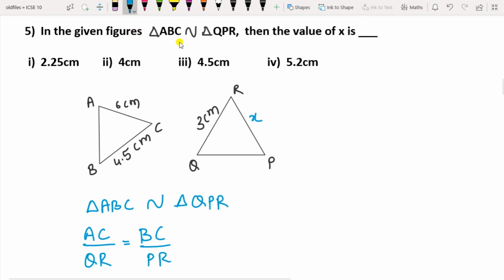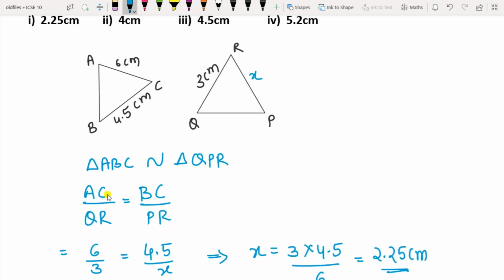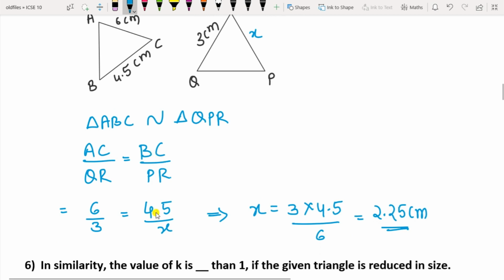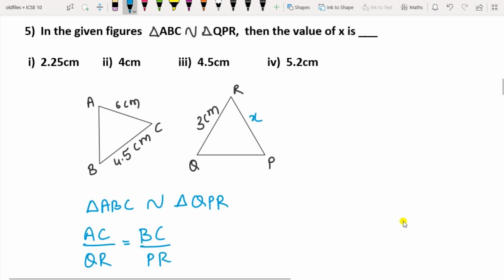In the given figures, triangle ABC is similar to triangle QPR, then the value of X is. So you have to find the side here. AC is 6, BC is 4.5 and QR is 3. You have to find PR here. Since the triangles are similar, therefore write the sides in proportion, that is AC upon QR equal to BC upon PR. You have to write the required ones. So this is the proportionality. Now AC is 6 upon 3 and BC is 4.5 and PR is X. So X is equal to 2.25. So option 1 here is the correct option.